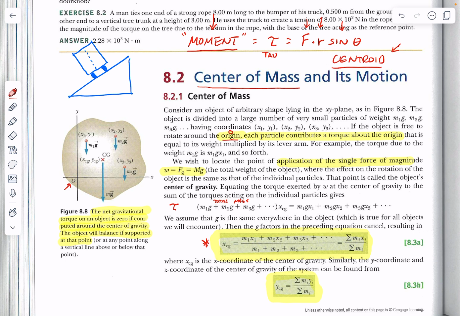By that, I mean all the mass that is below that point would equal all the mass that is above the point. All the mass to the left of the point would equal all the mass to the right of the point. All the mass behind the point would equal all the mass in front of the point. That would be the center of mass. Now, we're not going to worry about 3 dimensions in this chapter. We'll just talk about 2 dimensions at most.